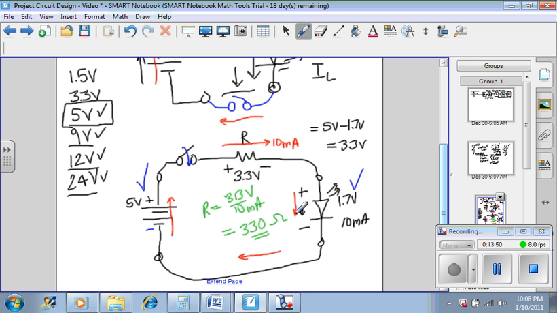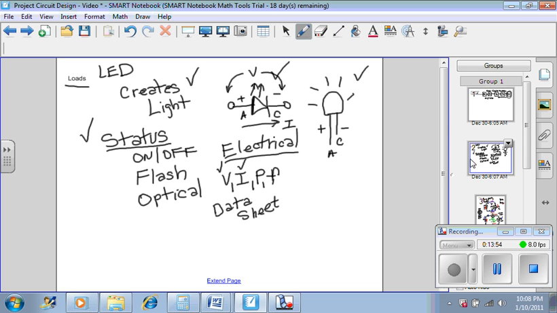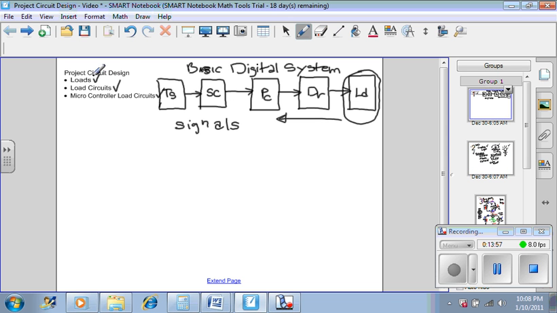So this is the end of our discussion on load circuits. Our next discussion, we finished loads, and now we finish load circuits. Now we're going to talk about a special case called microcontroller load circuits.